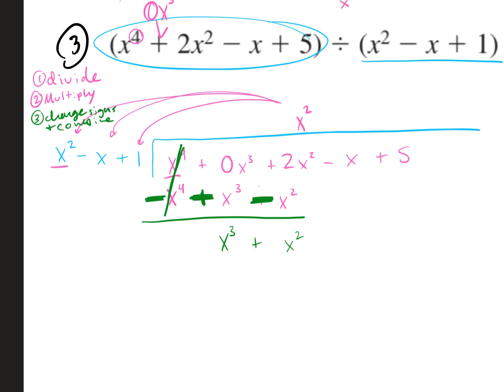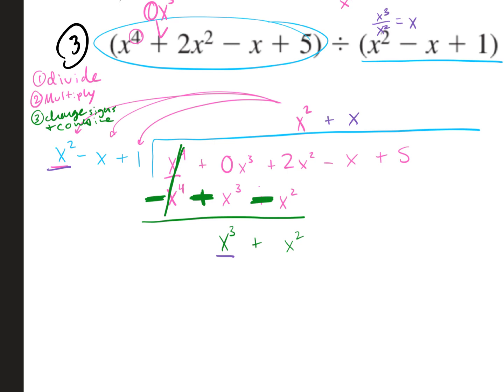All right, once we change the signs and combine, we do it all again. Step 1 is to divide. X to the third power divided by x squared. If you need to write it down, write it down. X to the third power divided by x to the second power. If I have 3 x's and I take 2 away, I'm left with 1x. So I'm going to write that 1x on top.